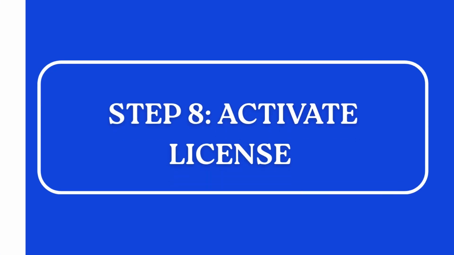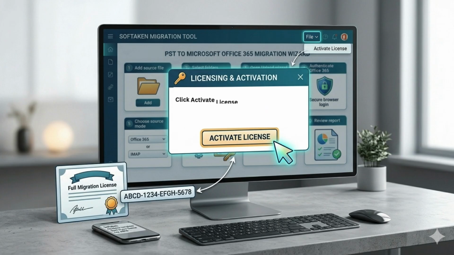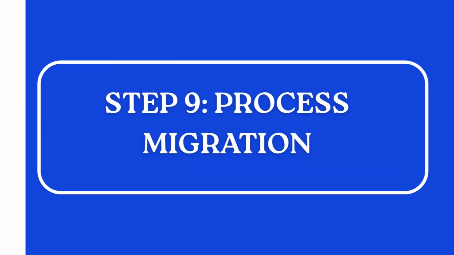Step 8. Activate license. If you are running a full migration, you'll need your file-based license key. Click Activate License on the toolbar, or go to File and select Activate License to paste the key you received after purchase.